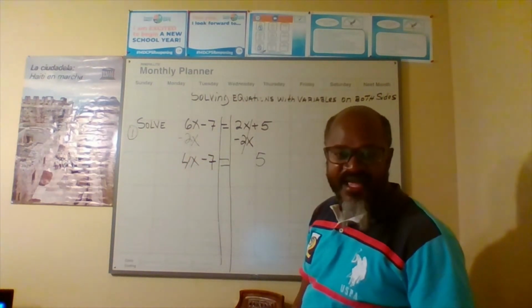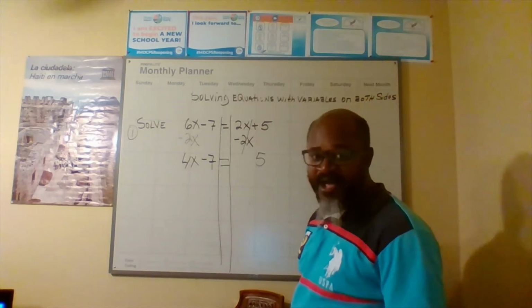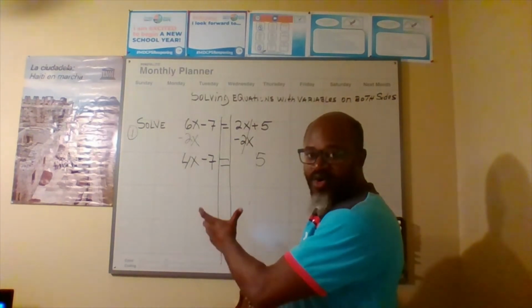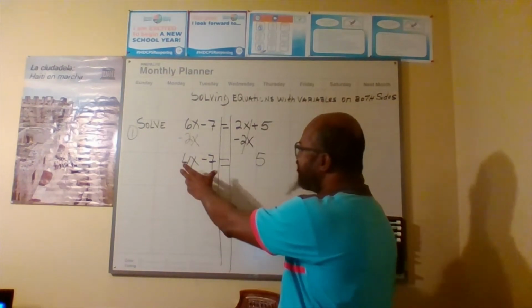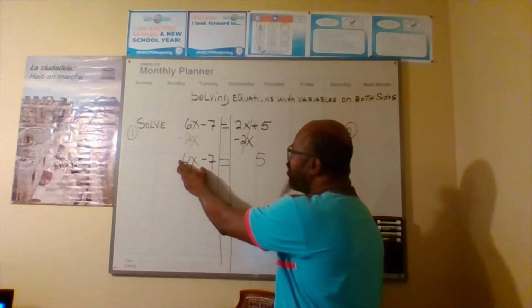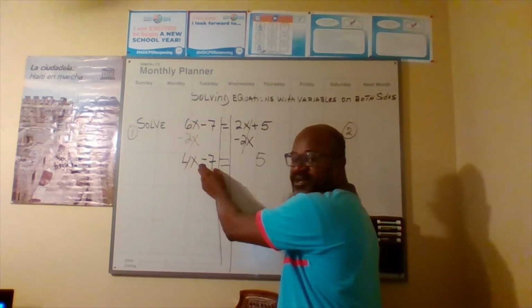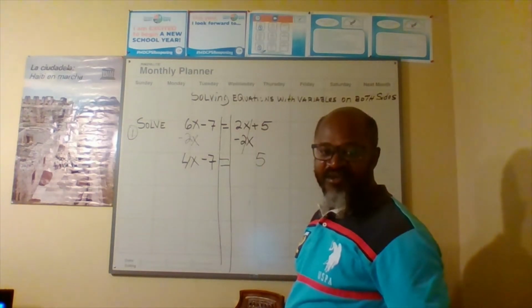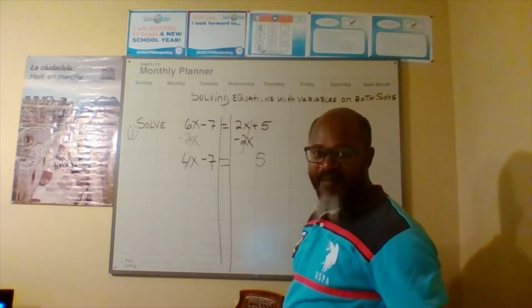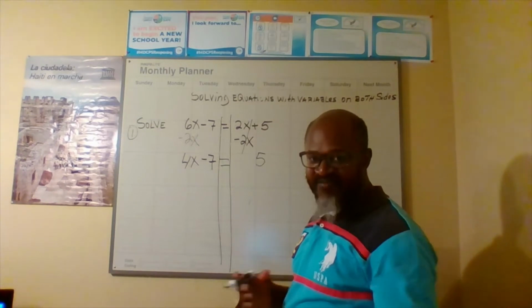And you bring down the negative 7. Remember, your goal is to have the variable on one side. I already have the variable on one side, but it's not alone. It has the negative 7 next to it. I need to get rid of the negative 7, and my goal is to do inverse operation.